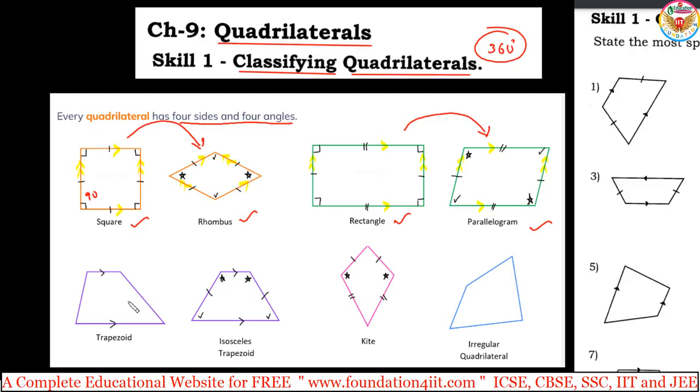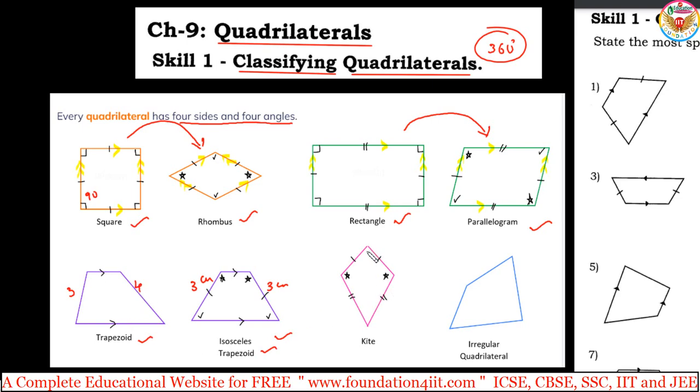Next, the trapezoid: only one opposite pair is parallel, and the other two are not equal. If the other two sides are equal, it's an isosceles trapezoid. The non-parallel sides are equal. If it is, for example, 3 centimeters, this is also exactly 3. This is the isosceles trapezoid. Here it is 3 and it is 4, so it is just a trapezoid, right?